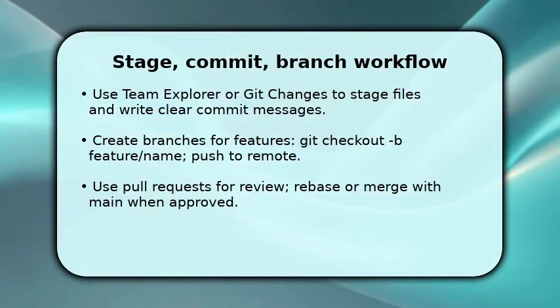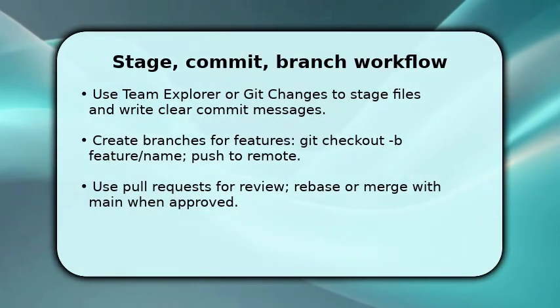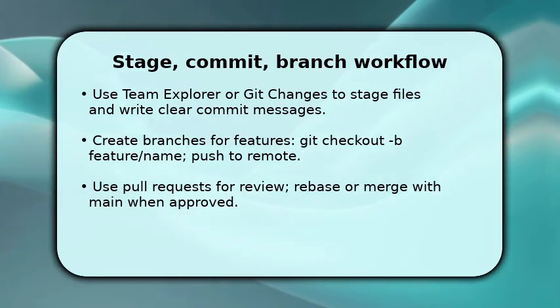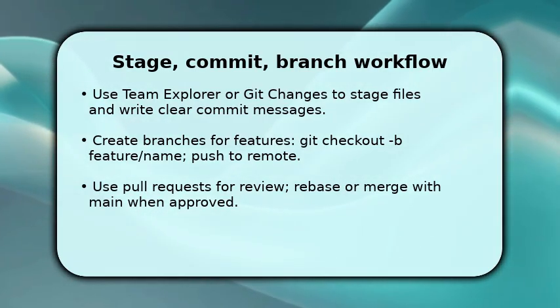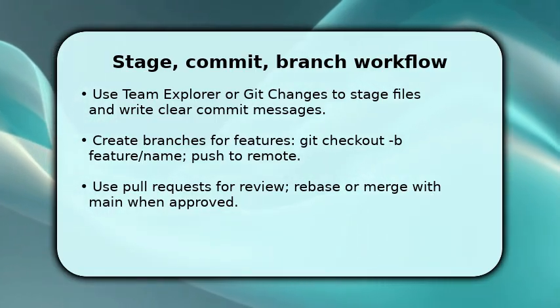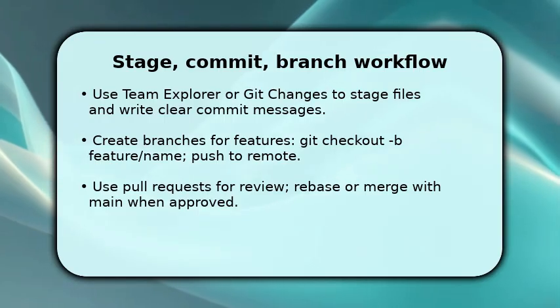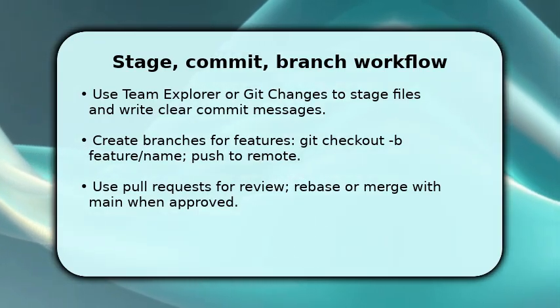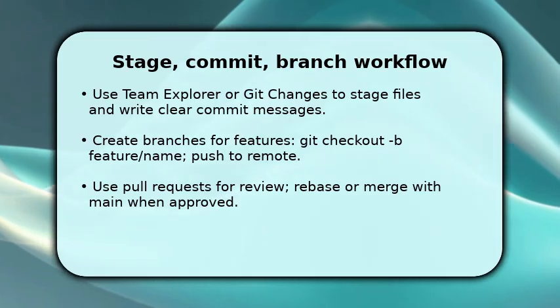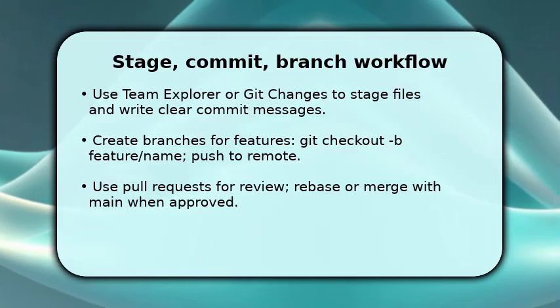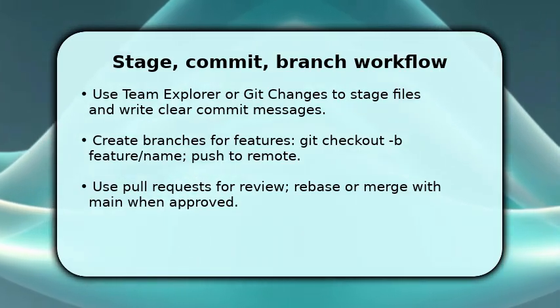You now take changes through the standard workflow: modify code, review diffs in Git Changes, stage important hunks, and write concise commit messages explaining why. Make a feature branch with git checkout -b so work stays isolated. Push it to origin to create a remote backup. Once ready, open a pull request for review. Use rebase to keep history linear or merge to preserve context. This prevents conflicts and documents intent, which helps teams collaborate efficiently.